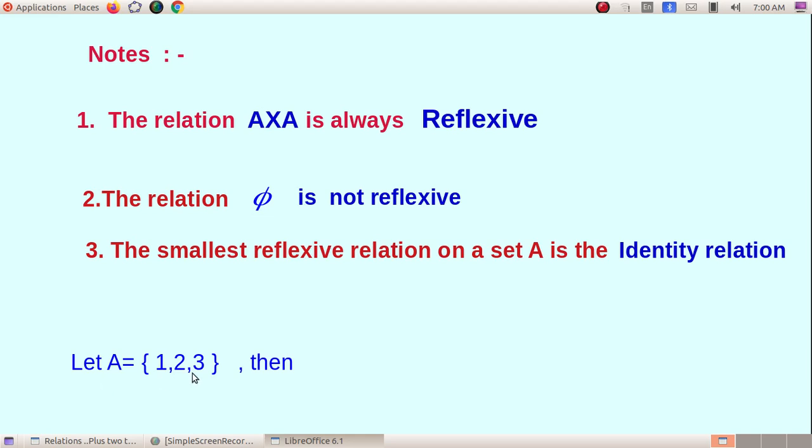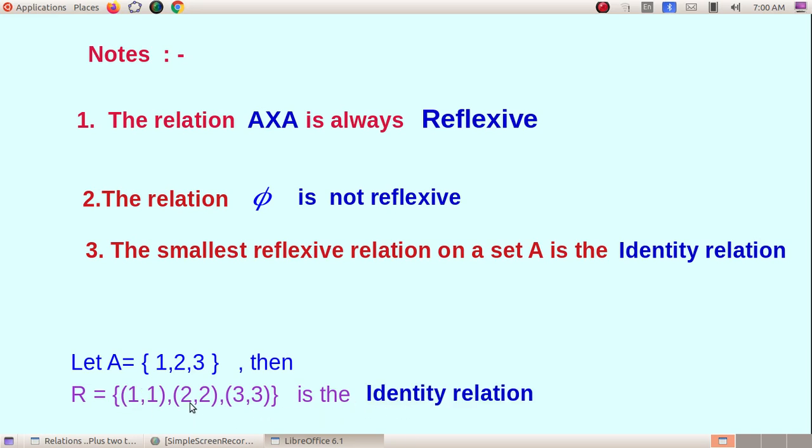Let S equals {1, 2, 3}, then R equals {(1,1), (2,2), (3,3)} is called identity relation. Identity relation must contain only 3 elements, every element related to itself, every element keeps its identity. That is why we call it identity relation. Then identity relation is the smallest reflexive relation on A.